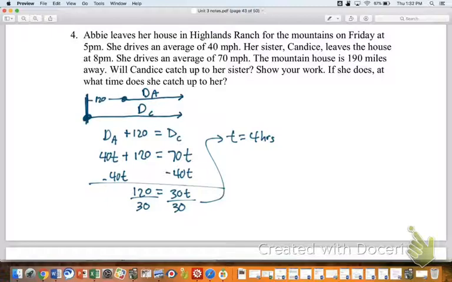Okay. Well, maybe you could think about it like this. If it would take Candace 4 hours, we could say distance of Candace would be 70 times 4, right? 70 miles an hour times 4 hours. So Candace would need to travel 280 miles to catch up to Abby. And weren't they already there at 190? So she would have to go past the mountain house to catch her. So by the time she caught her, they were already at the mountain house. So I don't think she caught her on the road. So I think the overall answer to this is no.